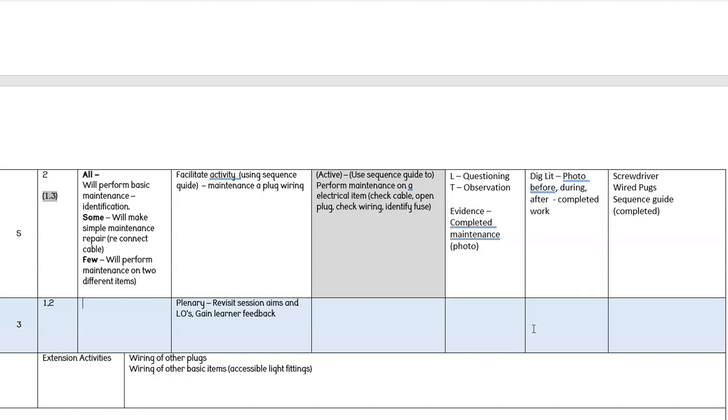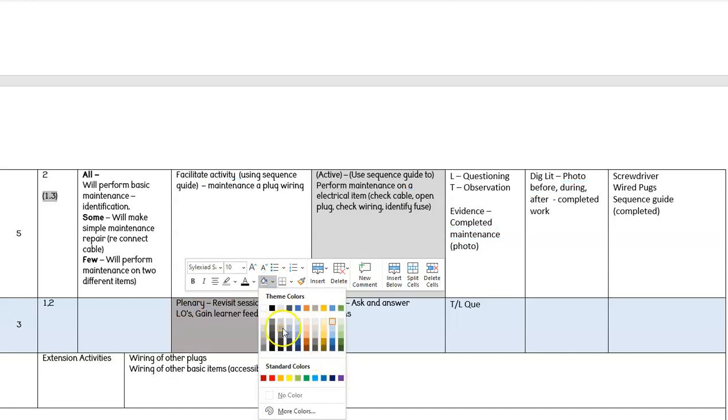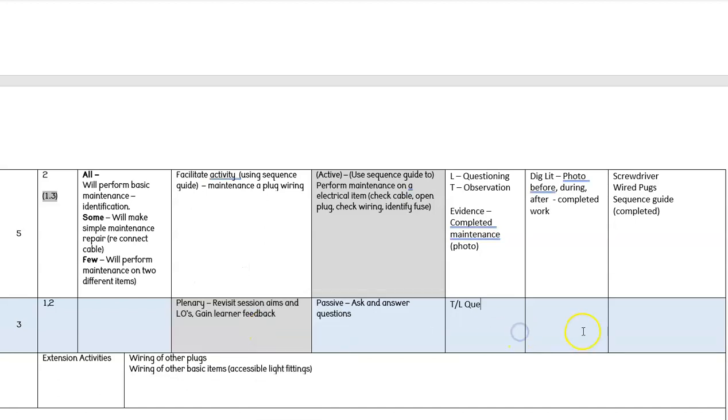So use good questioning. So in here, it is tutor and learner, tutor, learner. Q is for questioning, because questioning literally means asking and answering. And here, remember, they were passive, ask and answer questions. And then I just highlight that box. I think it's that shade I'm using. That's just for me. You don't have to do that.